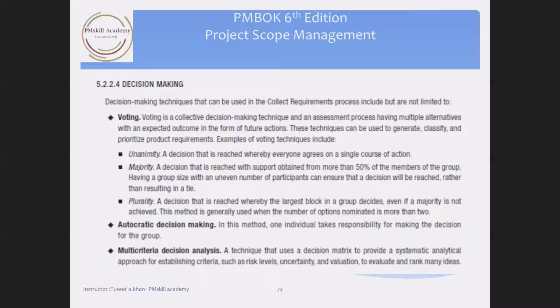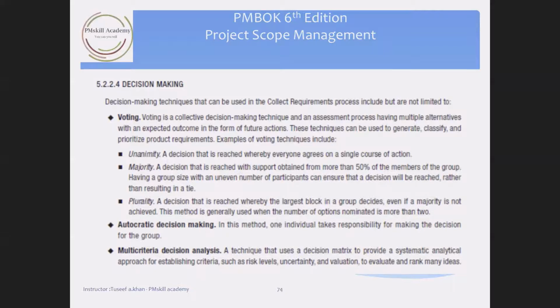Then you have, in the same voting, autocratic decision making. It means somebody has a responsibility, like your director or subject matter expert. You give him power and he makes the action, the decision, for the group.